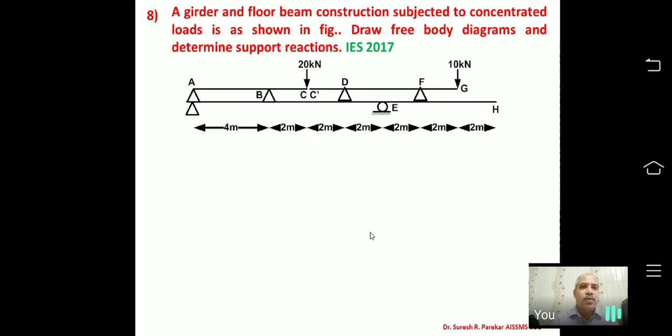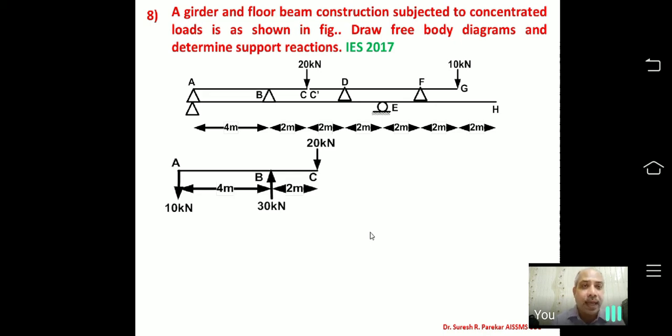Now we have the last problem, which is of shear force, which was asked in IES 2017. Now see, a girder and floor beam construction subjected to concentrated load as shown in figure. Draw free body diagrams and determine support reaction. I need not require any calculation for it. Now I will consider a free body diagram first of A, B, C. So I have reaction at A, I have reaction at B, and I have load 20 kilonewton.